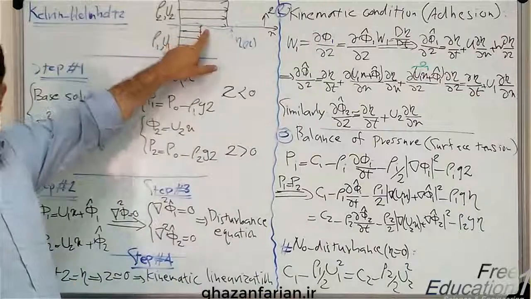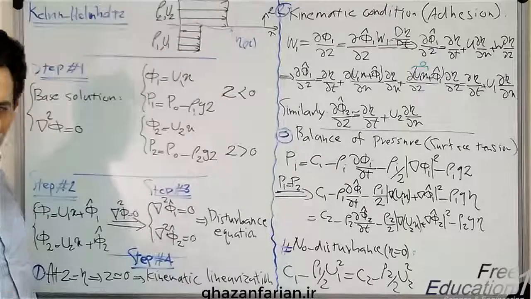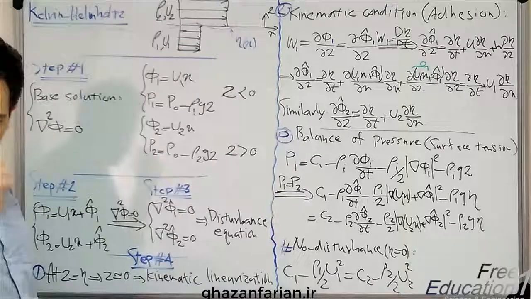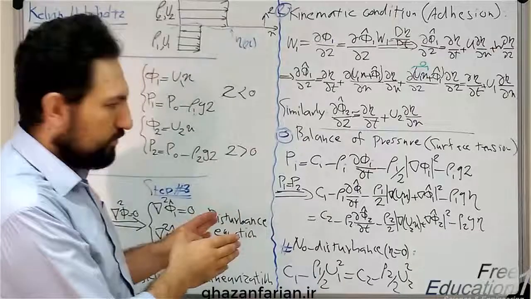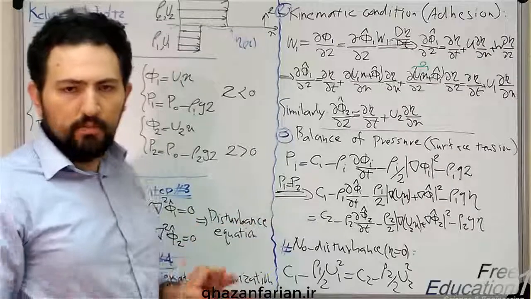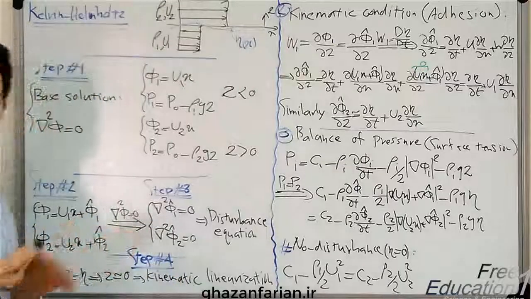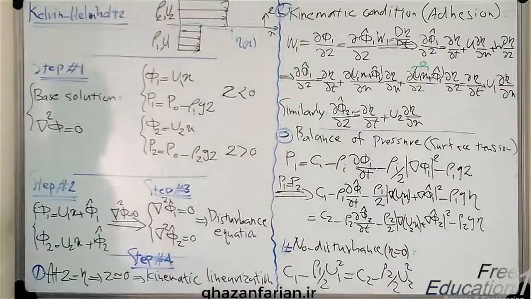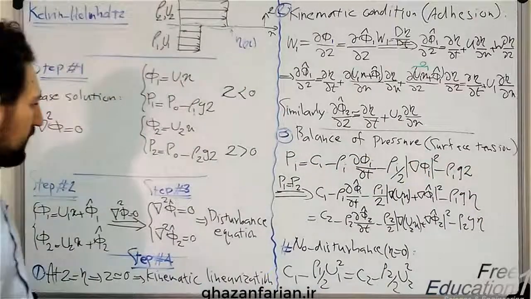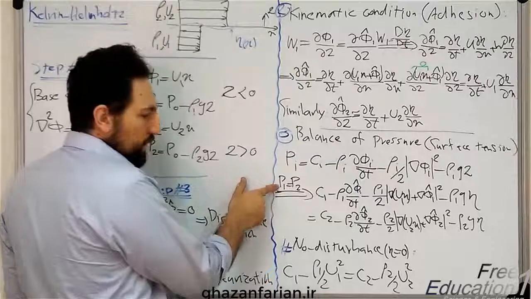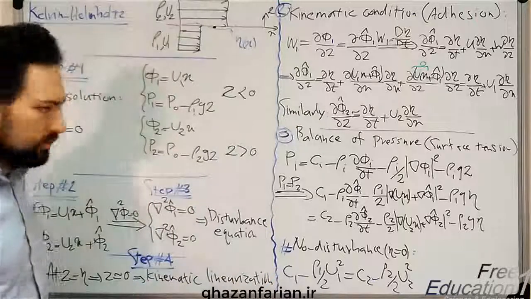The pressures of 2 points located on the interface are equal because I've ignored the surface tension. If you want to add the surface tension into your analysis, it should be added to the balance of pressure, because the surface tension changes the balance of pressure of 2 points on the interface. But here, because the surface tension has been ignored, the pressure of point 1 and the pressure of point 2, both located on the interface, are identical.